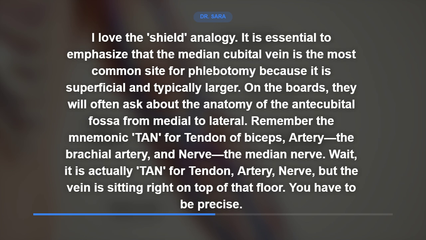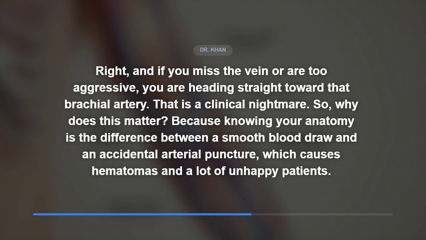I love the shield analogy. It is essential to emphasize that the median cubital vein is the most common site for phlebotomy because it is superficial and typically larger. On the boards, they will often ask about the anatomy of the antecubital fossa from medial to lateral. Remember the mnemonic TAN for tendon of biceps, artery, the brachial artery, and nerve, the median nerve. Wait, it is actually TAN for tendon, artery, nerve, but the vein is sitting right on top of that floor. You have to be precise.